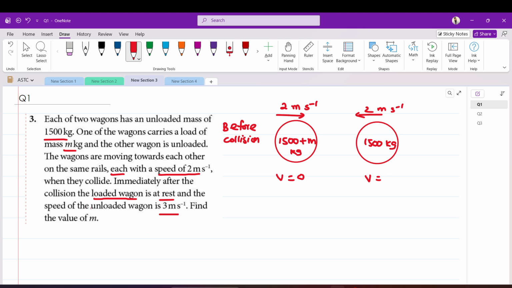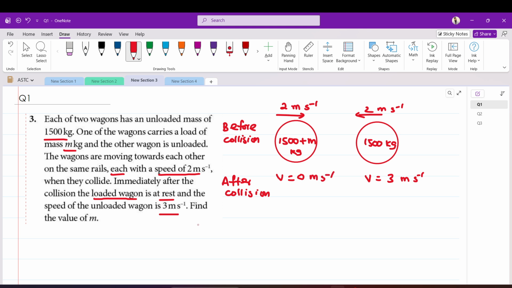It says that the speed of the unloaded wagon is 3. My bad, this will be 3 meters per second. Find the value of m. So this is the situation after collision. It is always helpful to draw a quick diagram like this. On the top you can represent the situation before collision, and at the bottom the situation after the collision.